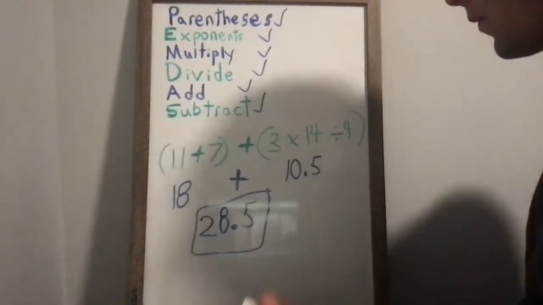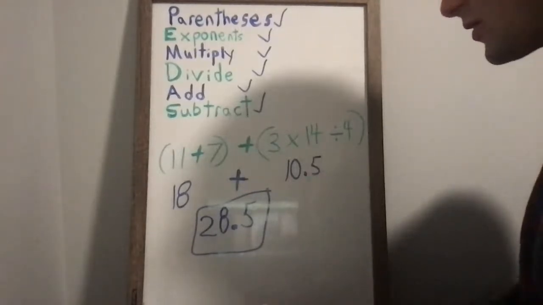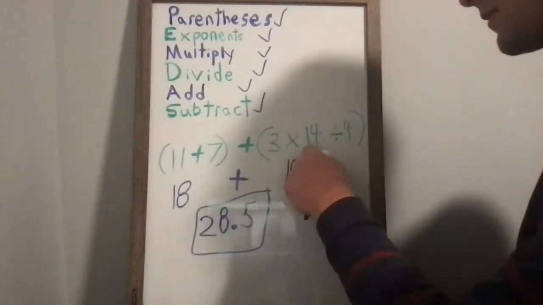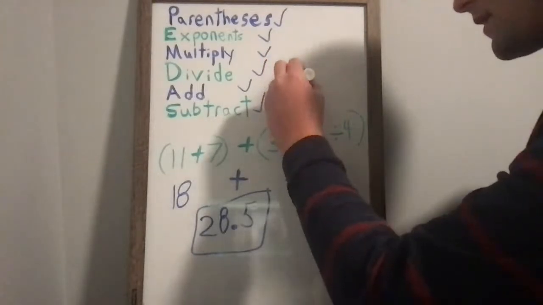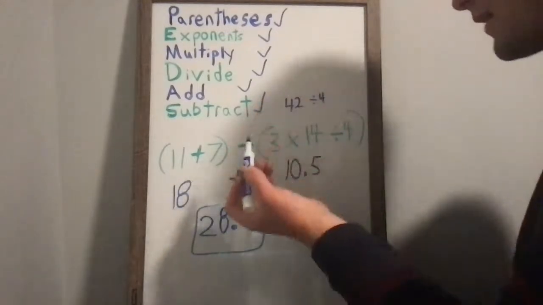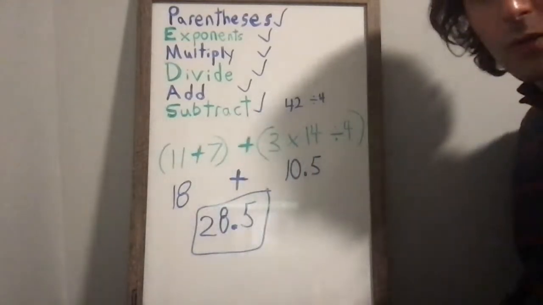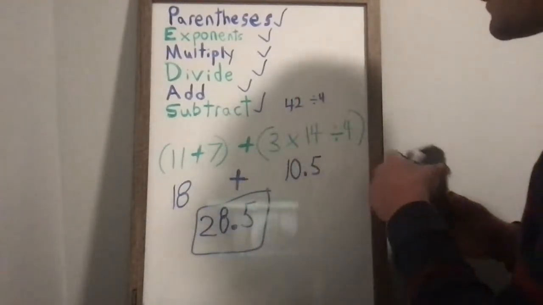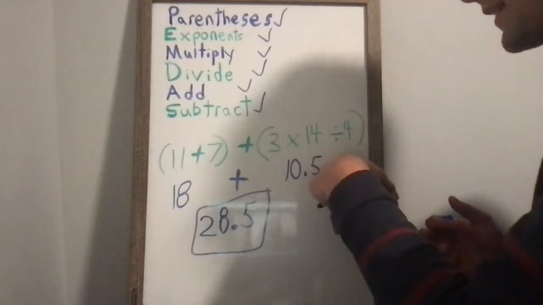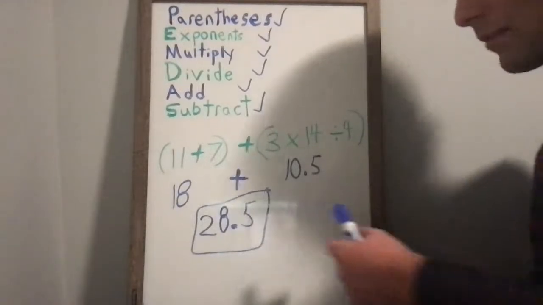Now, if you're wondering where I got the 10.5 from, I'll go over that just in case you're confused of where that came from. So 3 times 14 equals 42. Now 42 divided by 4, it's not going to come out to an even number, but I know that 42 divided by 2 equals 21, and then half of 21 would be 10.5. So that's how I went about finding this out, this step here. 28.5, that is our answer.